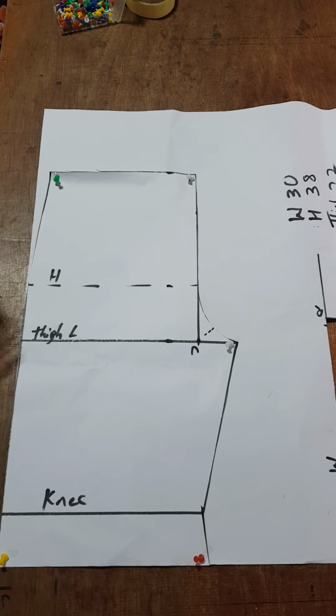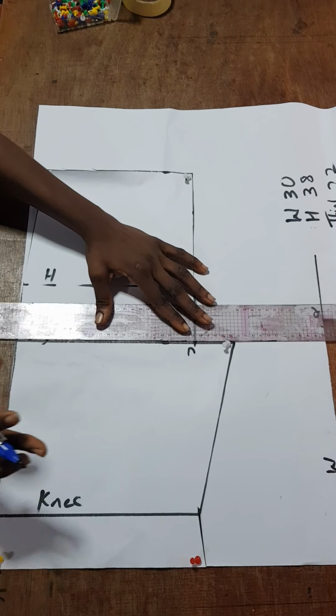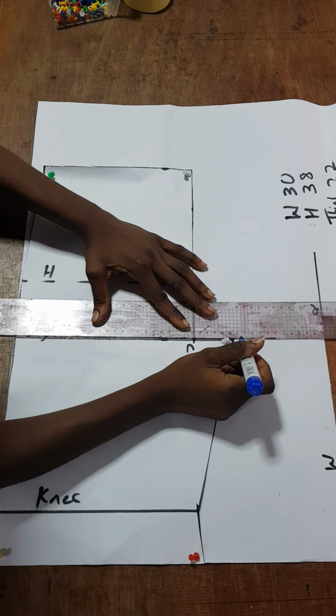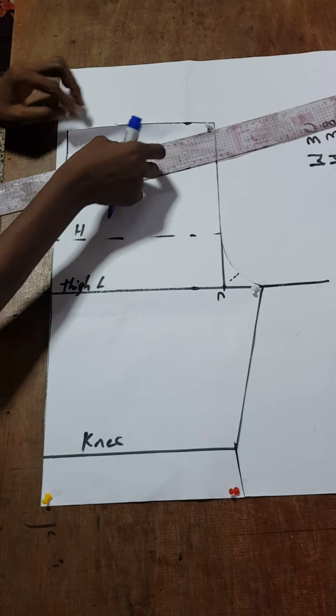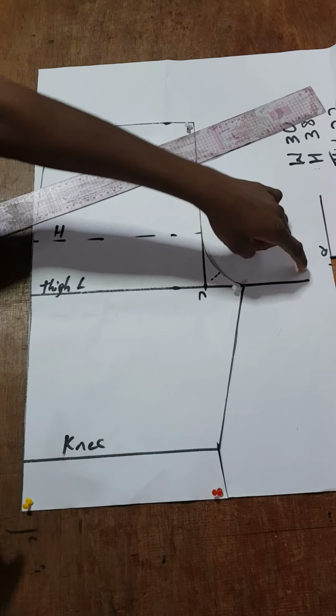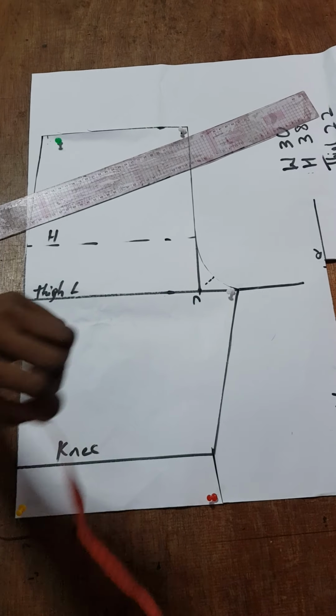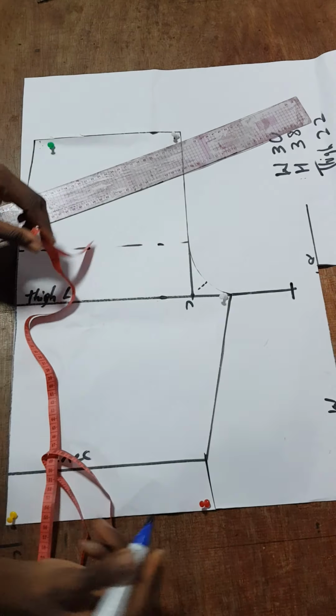Okay, so the next thing I'm going to do here is I'm going to extend. The first thing I'm going to do here is I'm going to extend my thigh line. Okay, I'll extend my thigh line and then measure 3 inches. I'll explain how I got the 3 inches.